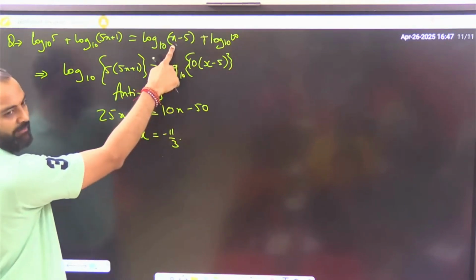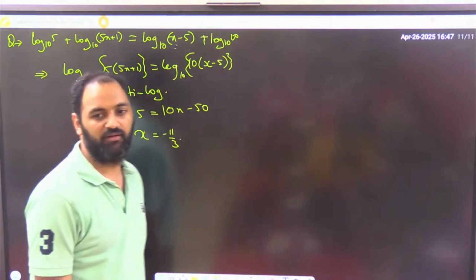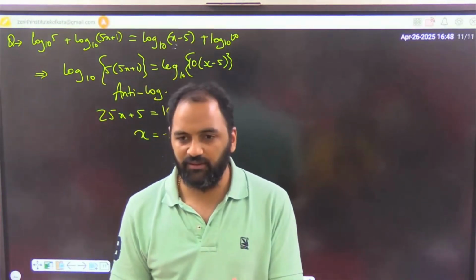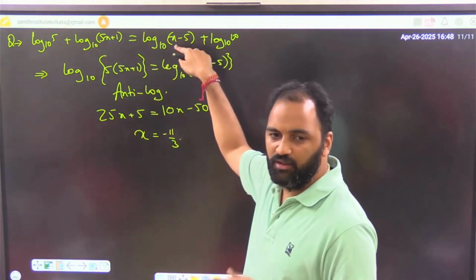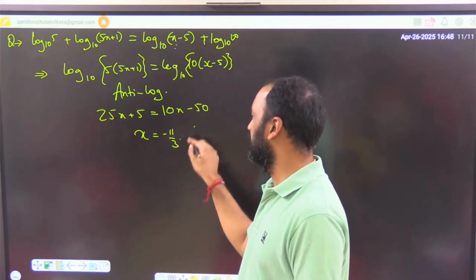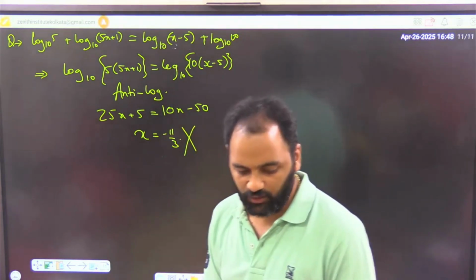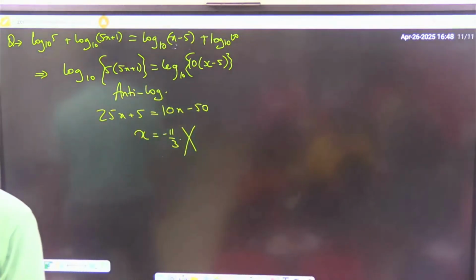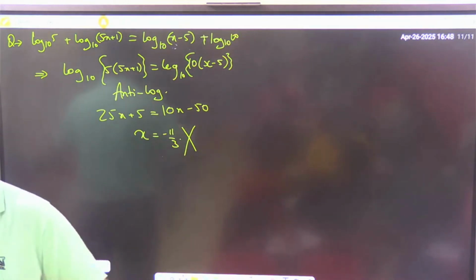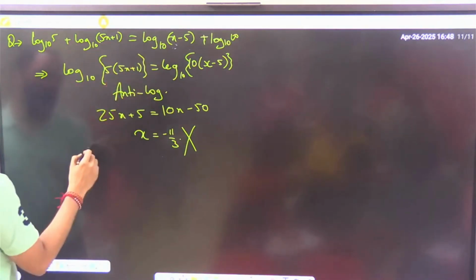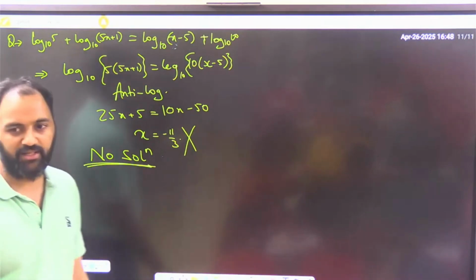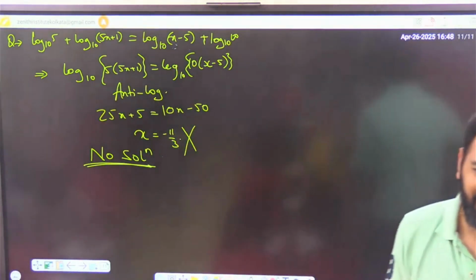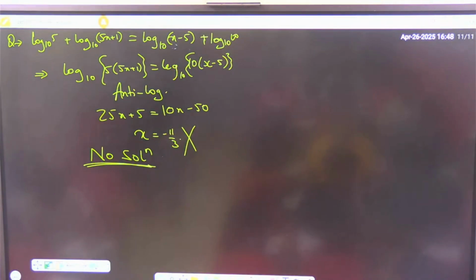If x is minus 11 by 3, then minus 11 by 3 minus 5 will be a negative number. Is log defined for a negative number? No. So what happens to this? It's an invalid solution. So what is the answer to the question then? This equation has no solution. That will be the final answer.